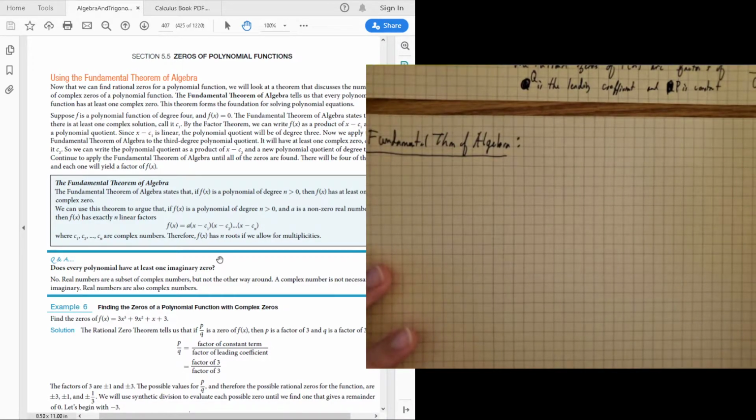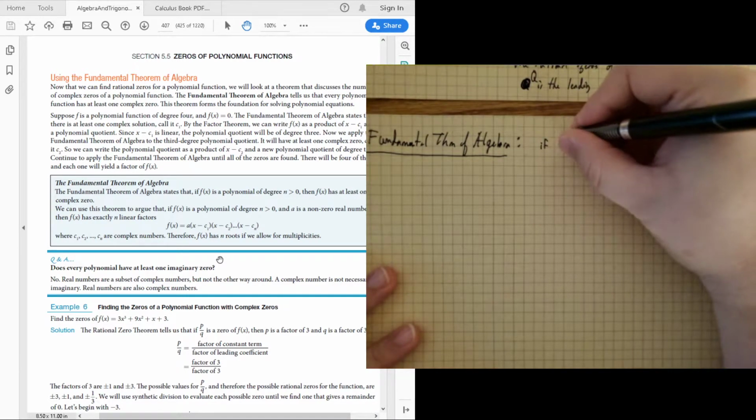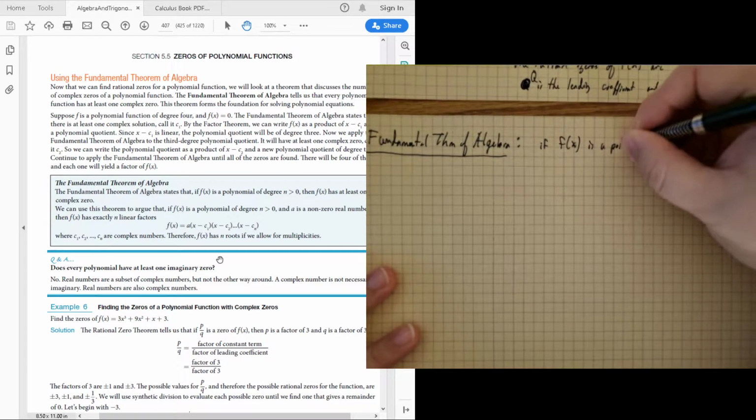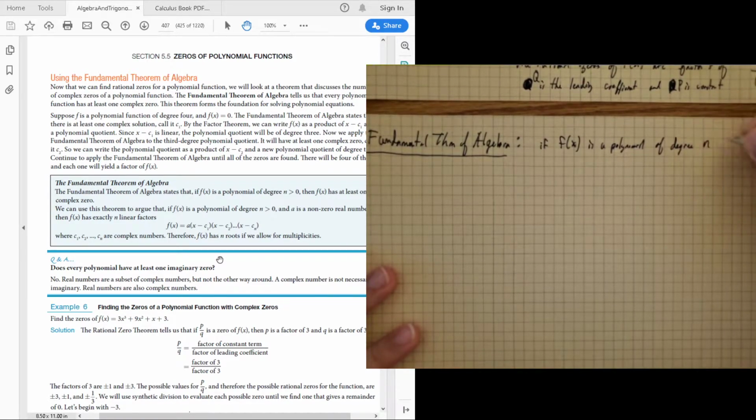It states that if f of x is a polynomial of degree n, which has to be bigger than 0. That's a big detail there. It has to be of degree n, because it's a polynomial, and that degree has to be bigger than 0, because degrees of 0 actually don't do anything.